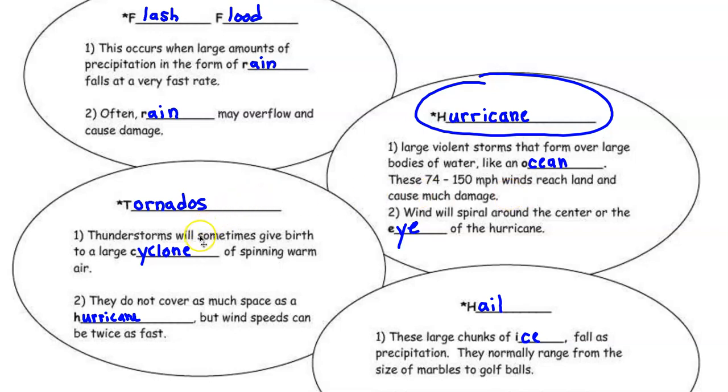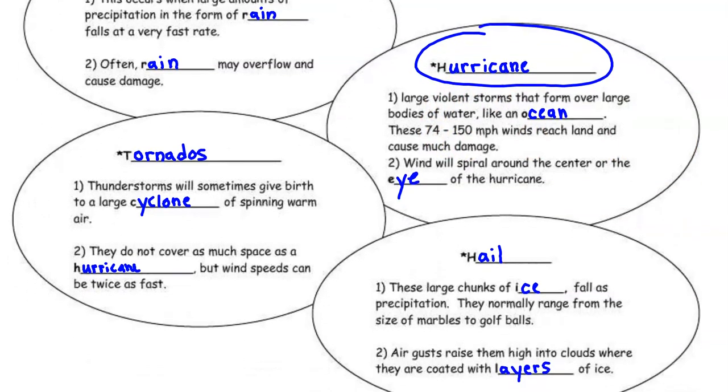Tornadoes are thunderstorms, which sometimes can be in a large cyclone of spinning warm air. They do not cover as much space as a hurricane, but wind speeds are much faster, in fact, twice as fast as the hurricane winds, which we had discussed were 74 to 150 miles per hour.